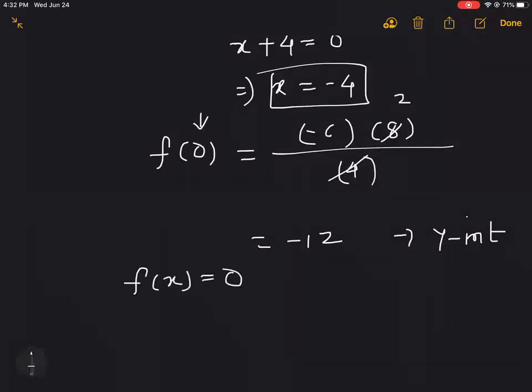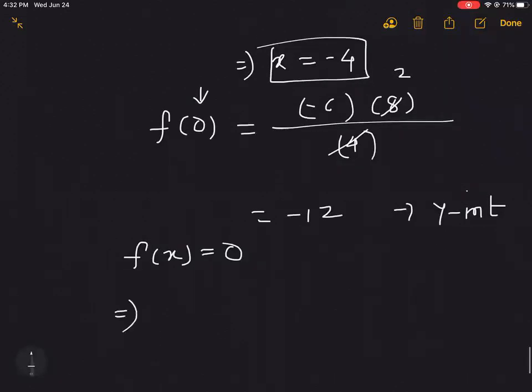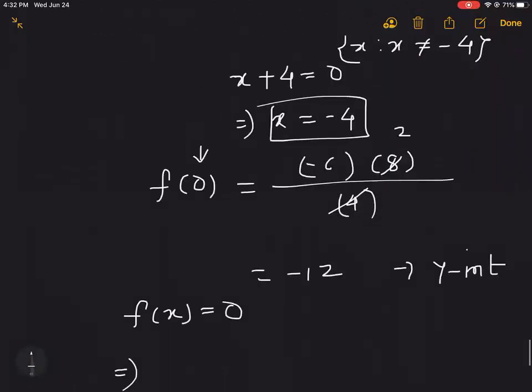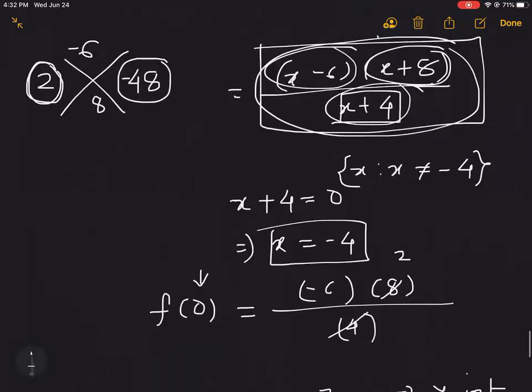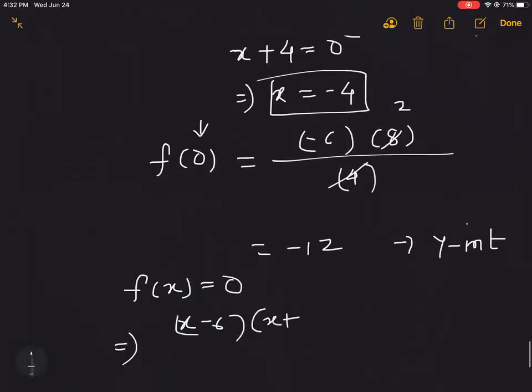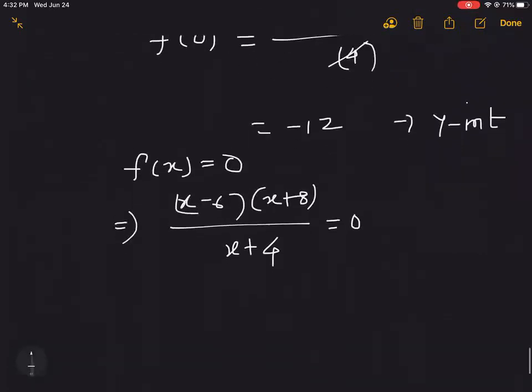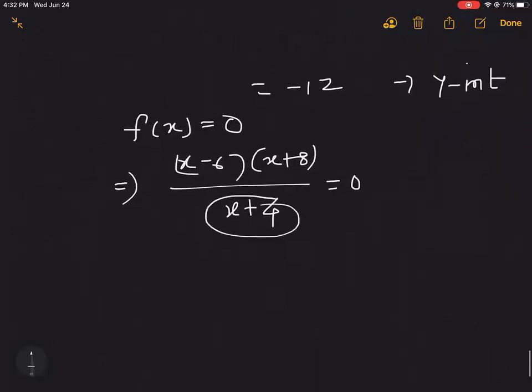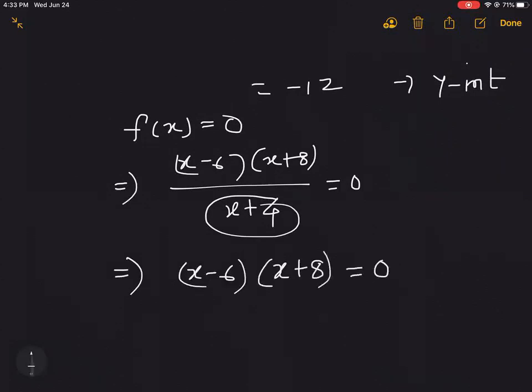So we'll set this to 0. Now we'll solve it. What is the function again? x minus 6, x plus 8, over x plus 4. This is 0. Our denominator can't be 0. So we'll have x minus 6 times x plus 8 equals 0. If we solve it, we'll get x equals 6 and negative 8. So this will be your x-intercept. Okay.